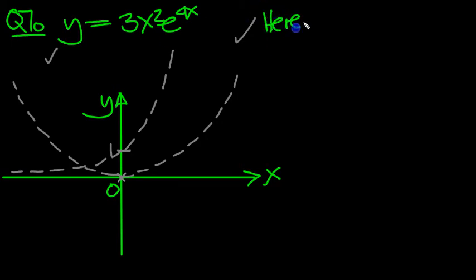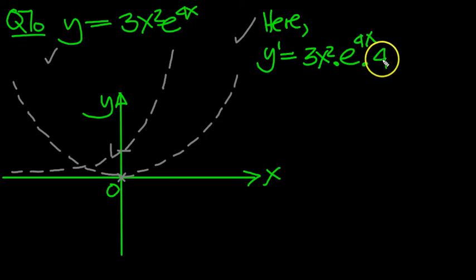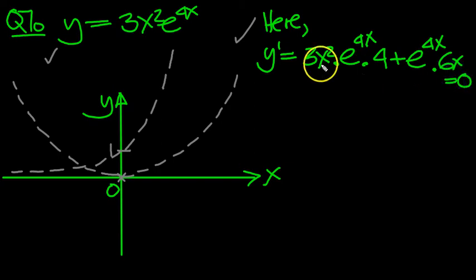So here, y dashed is equal to u, 3x squared, times dv dx, which is a function of a function, e to the something multiplied by the something differentiated, which is 4, plus v times du dx, and 3x squared, the 2 comes down to be with the 3 to make 6x.